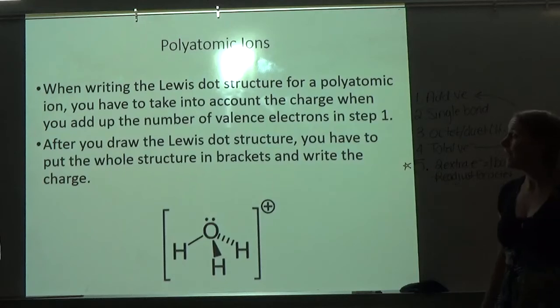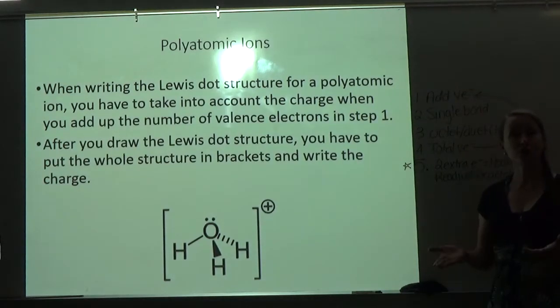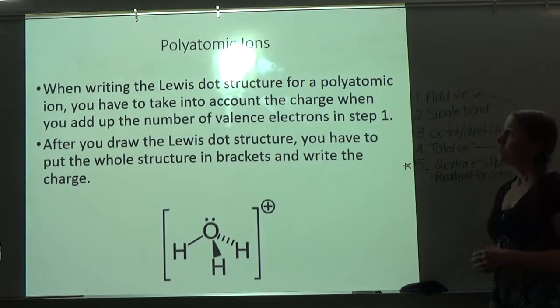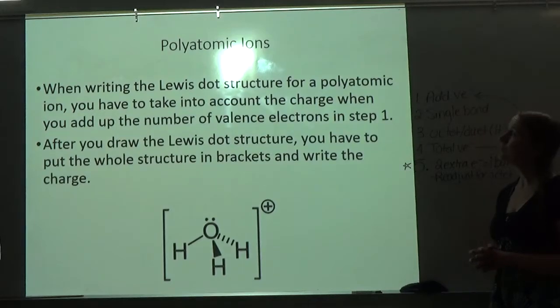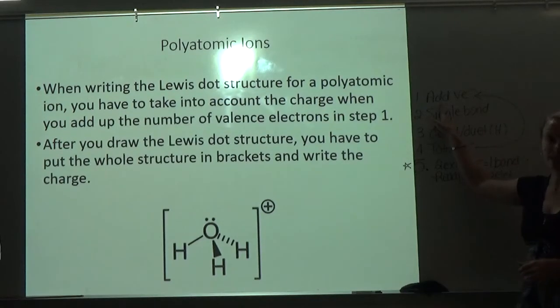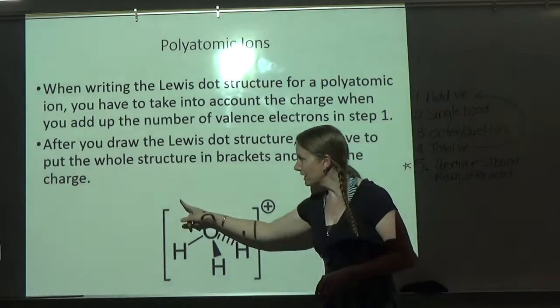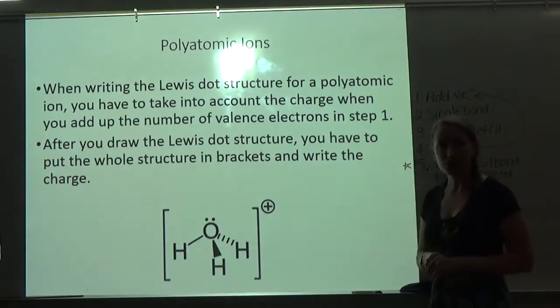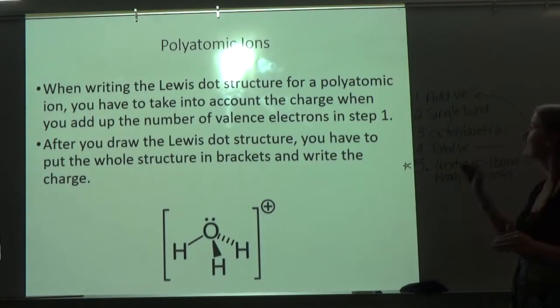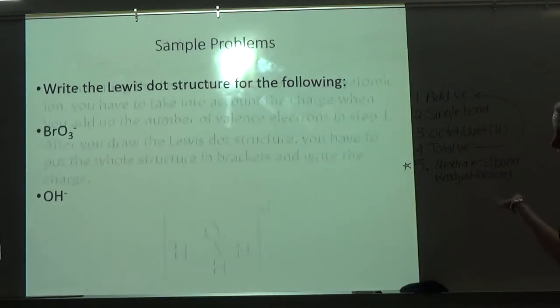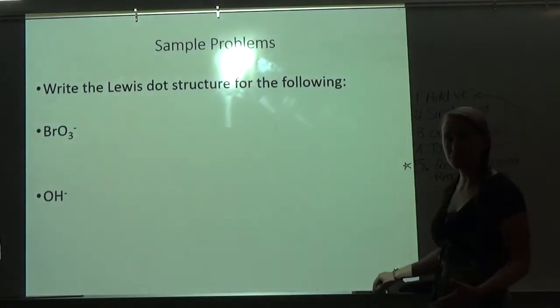So next we're going to learn how to do a Lewis dot structure for a polyatomic ion, because it has a charge, so there's some slight differences. When writing the Lewis dot structure for a polyatomic ion, you have to take into account the charge when you add up your valence electrons in step 1. And then once you're done with the Lewis dot structure, you need to put the whole thing in brackets and put the charge. So that's the only 2 differences. Everything else is exactly like what I showed you in our steps. So let's look at a couple together.